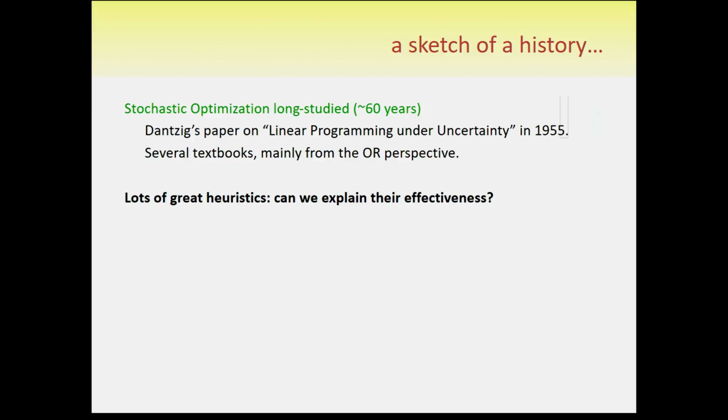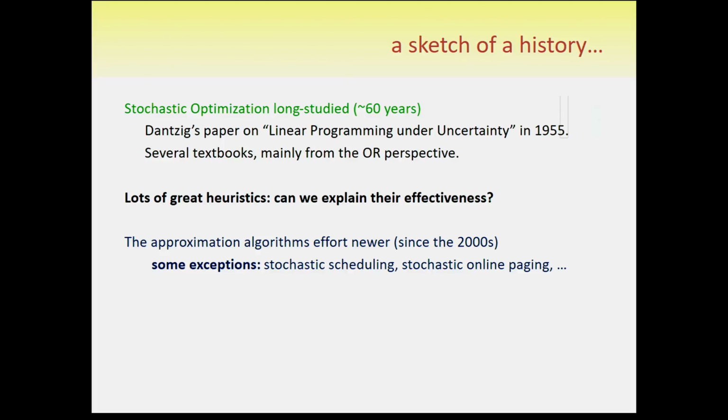And the history, very quickly, stochastic optimization's been around since at least the 50s. Many textbooks, in fact, lots of great heuristics. And those of us coming from the theoretical computer science area, it's natural for us to try to explain their effectiveness or come up with algorithms that at least work well with provable guarantees.